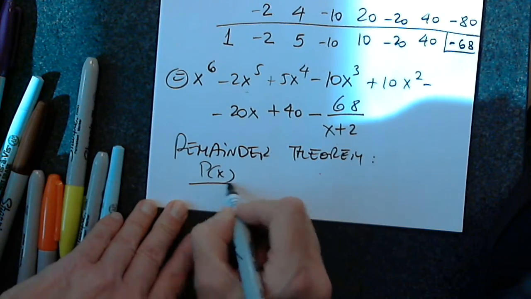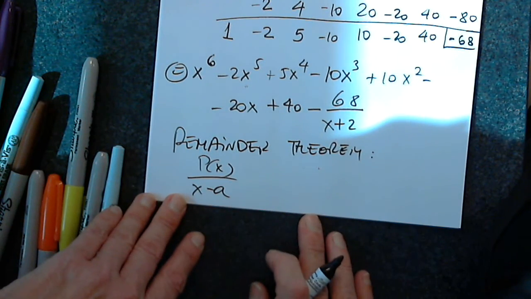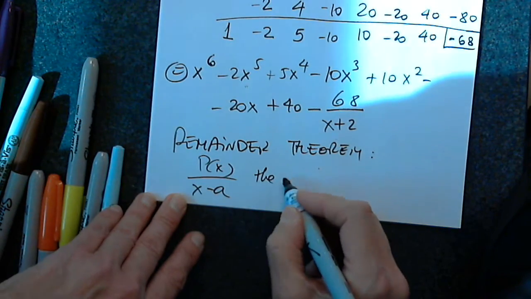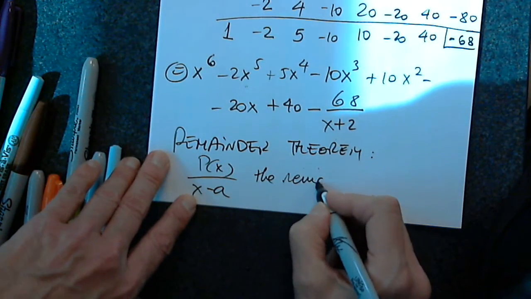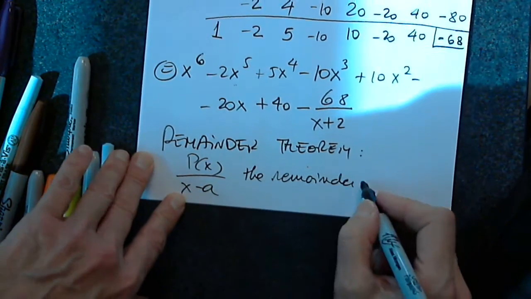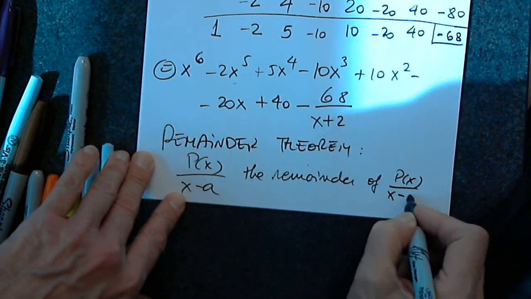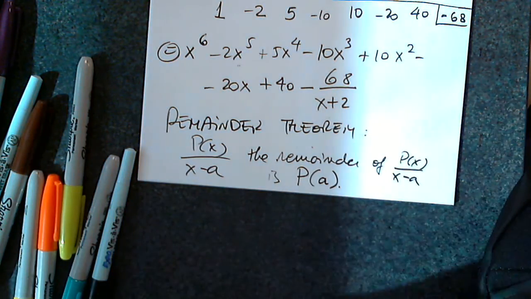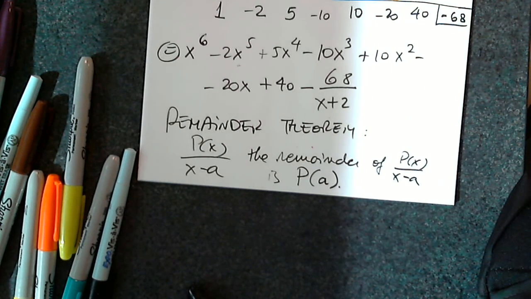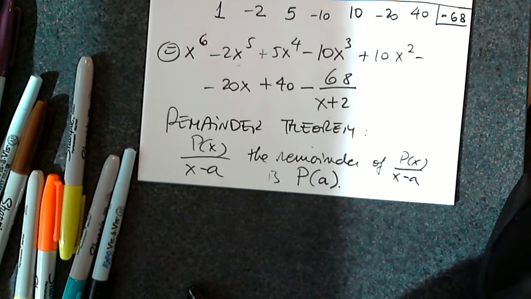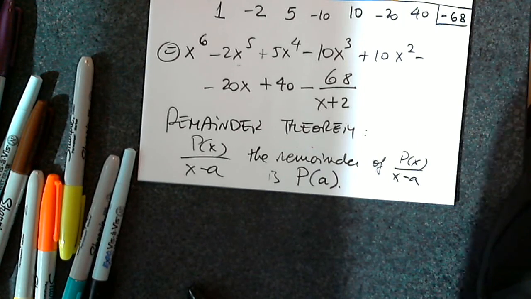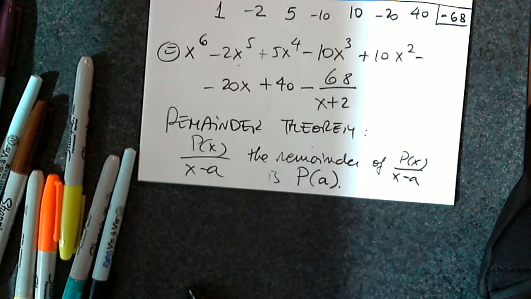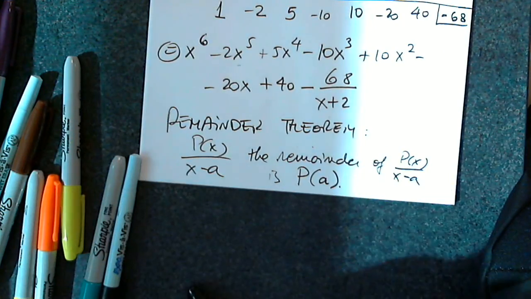If I divide p of x by x minus a, the remainder, not the quotient, just the remainder of this division of p of x over x minus a is p of a. What does this mean? It means that if I'm interested only to know whether a polynomial, doesn't have to be in the denominator, is a factor of another polynomial, what do I have to do? As long as the polynomial looks like this. What do I have to do?